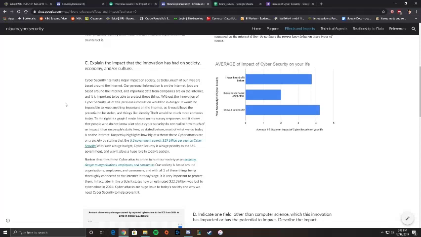People really don't realize how big of an impact cybersecurity has on their life, and you can see that through this graph I made from my survey. It shows the average impact of cybersecurity on your life on a scale from 1 to 5, and I had 3 different categories of people.